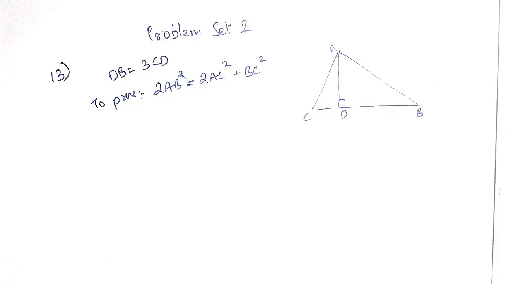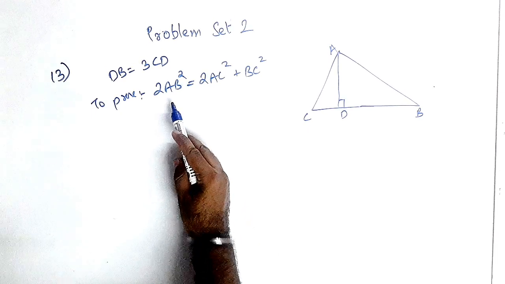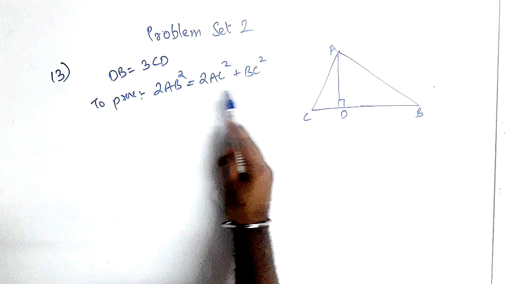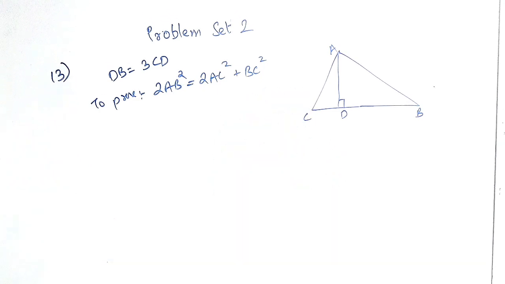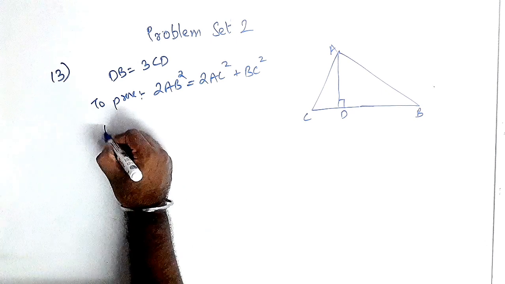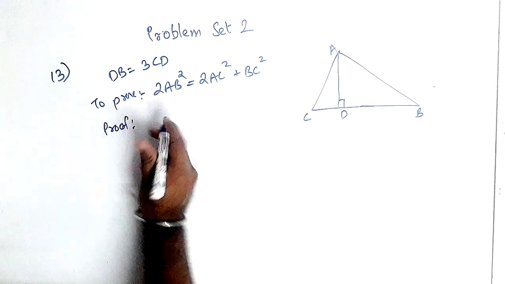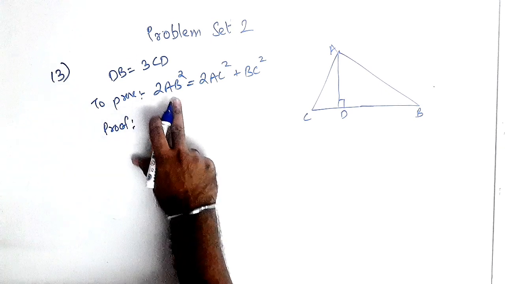One very easy. We have to prove 2AB square is equal to 2AC square plus BC square. Now here we will first try to get what is AB square.